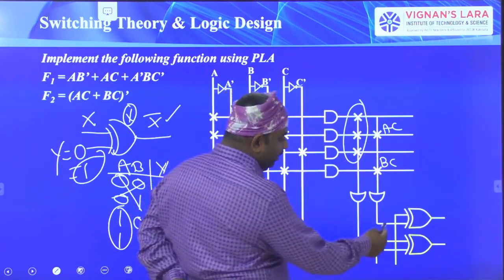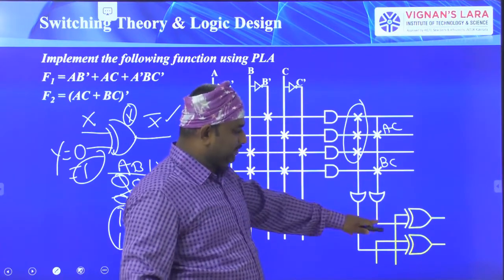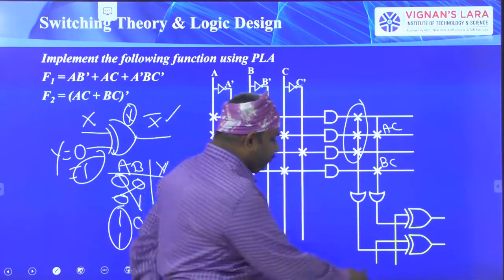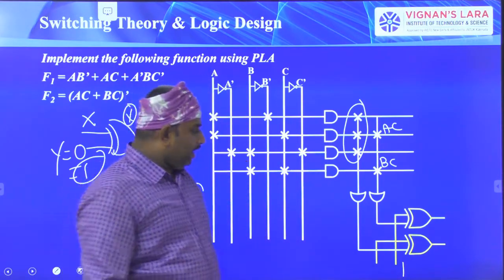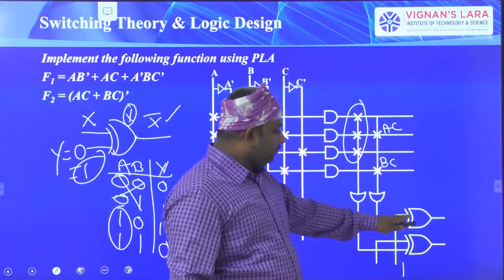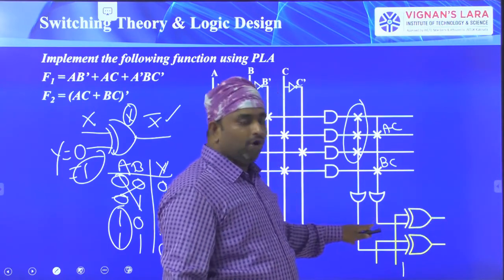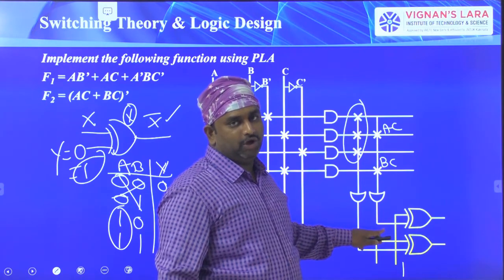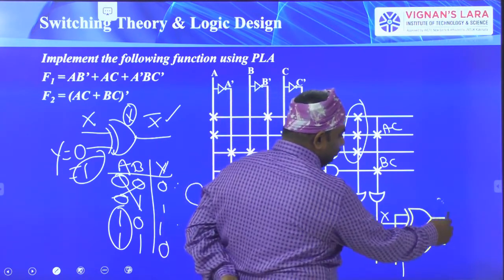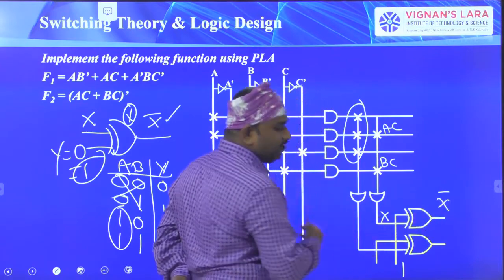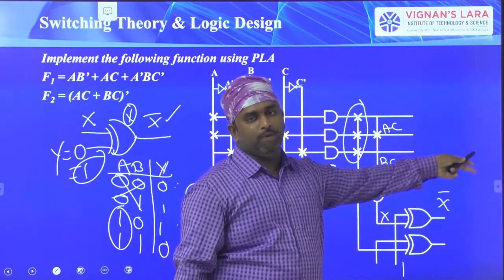So one input is F2, that is AC plus BC. This is AC plus BC. Another input I am fixing as 1, and if it is 1, what the XOR gate does is the output of the XOR gate is the complement of the other input. For example, if here we have X, then we will get X bar. In the place of X, if you have AC plus BC, then the output is AC plus BC whole bar.